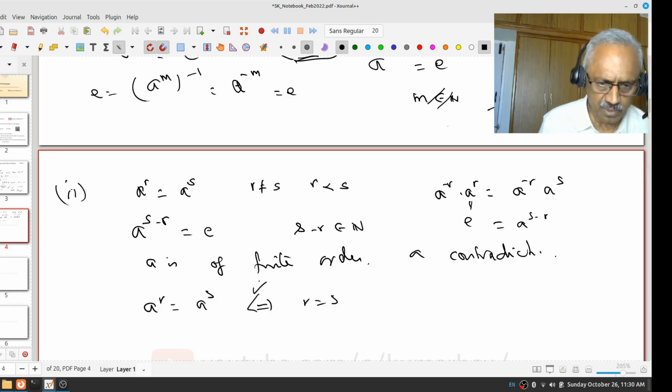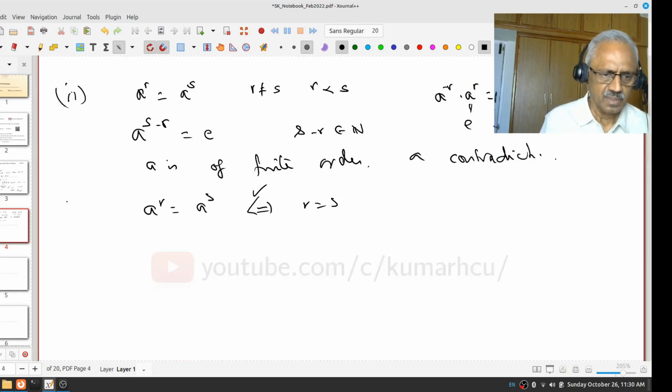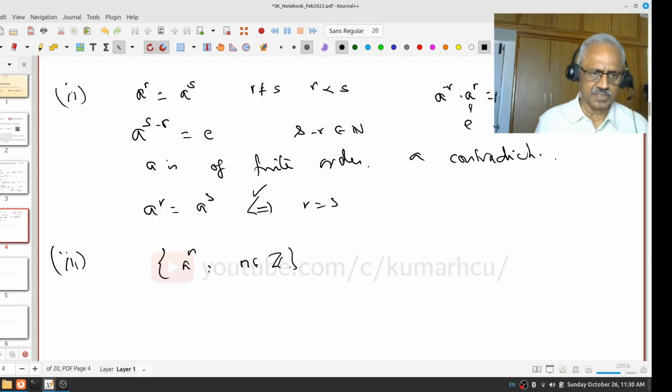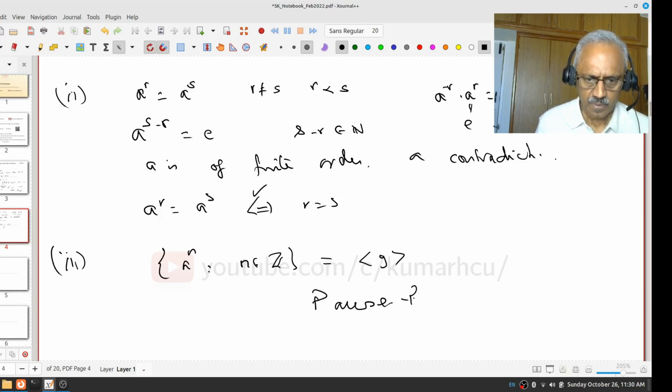This way is of course obviously true. Third thing is also clear because all these elements a to the power n, where n is over Z, are distinct by 2. And this also is the cyclic subgroup generated by a. Therefore we have proved all the results. Pause, review, proceed.